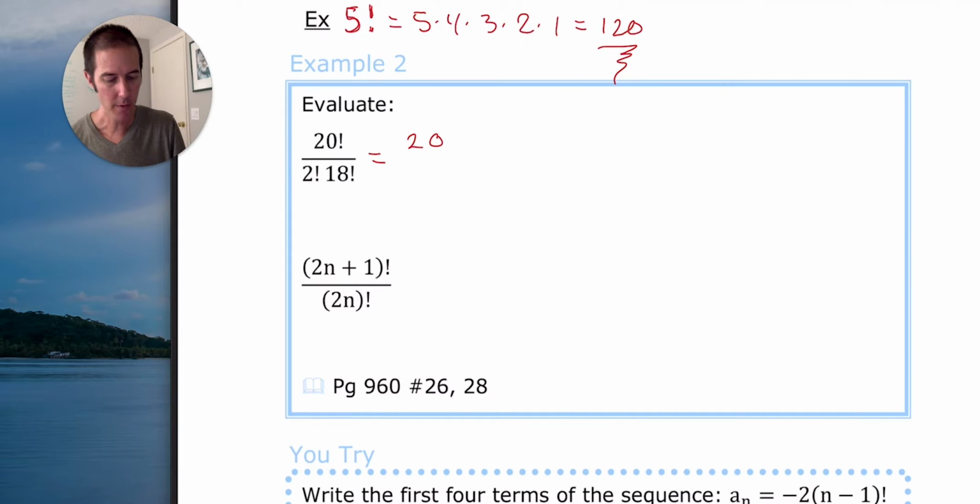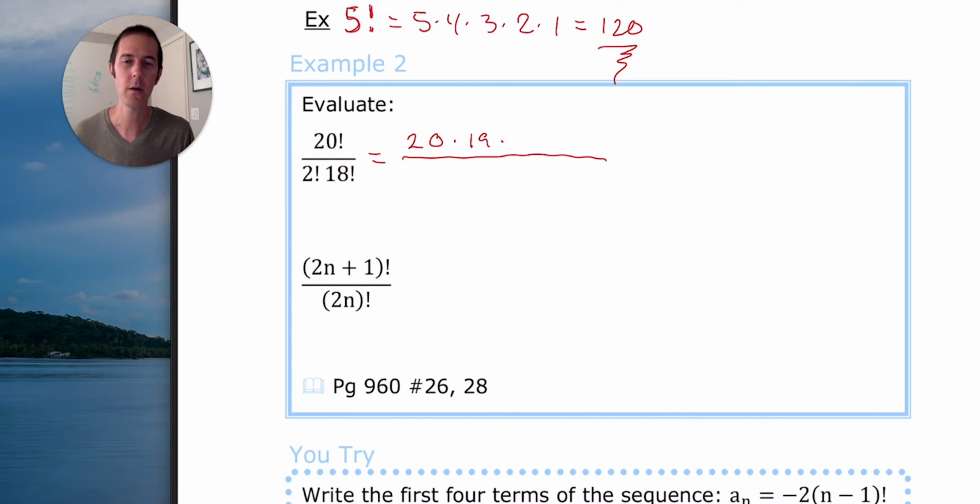But I'm going to write out a few. 20 times 19 times, and then just pretend like we got lazy here. Pretend we said, oh, I can already see my future of writing out all these numbers. I'm bailing. I don't want to do it. Let's just put a note here that says we've got to do the 18 times the 17 times the 16, right? That's what 18 factorial means.